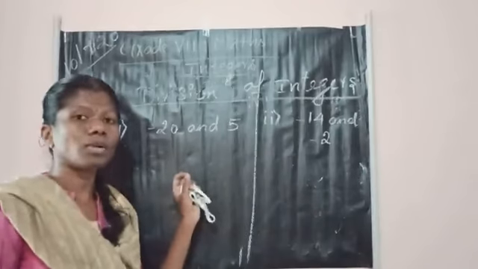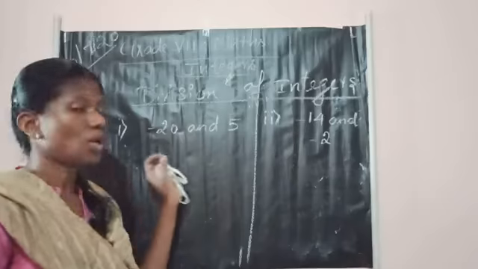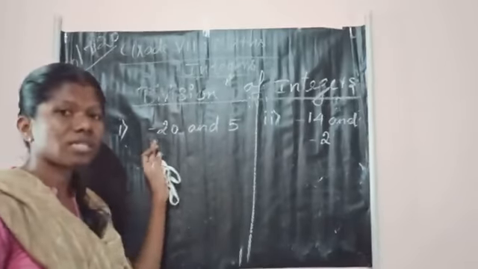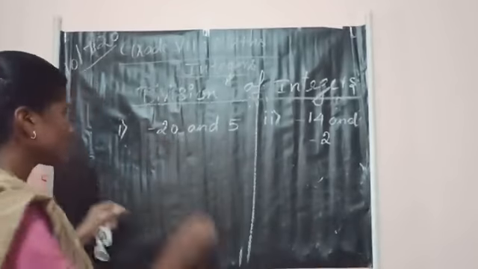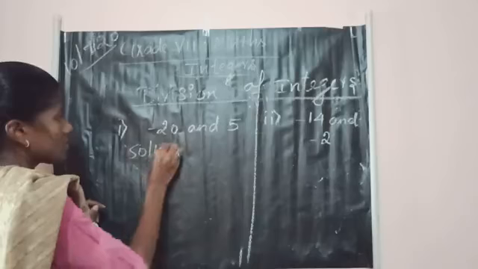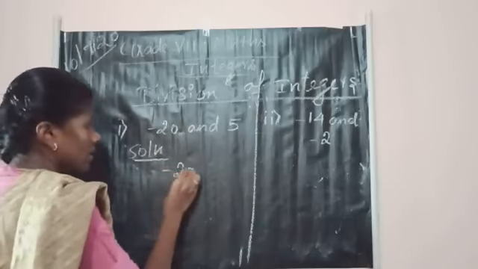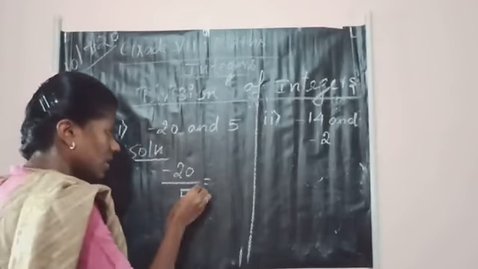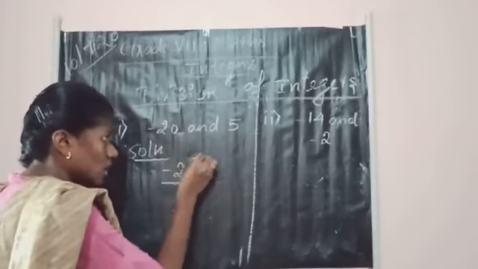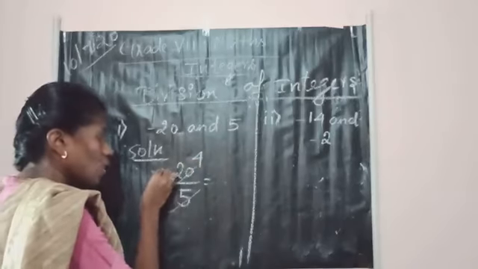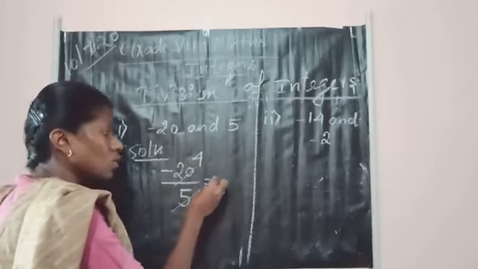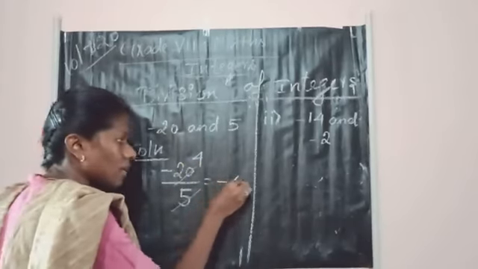Okay, now let us see division of integers. Divide minus 20 and plus 5. So the solution for this is minus 20 by 5. You have to divide these two values, that is 5 4s are 20. And here you have minus and here you have plus. So the signs are different, so you use the minus symbol. So the answer is minus 4.